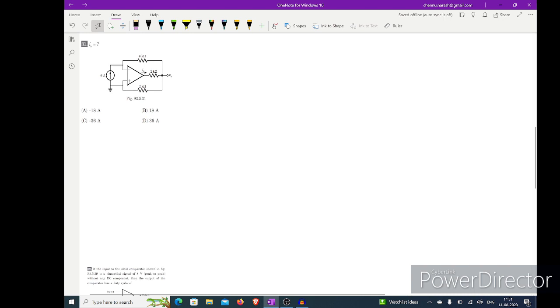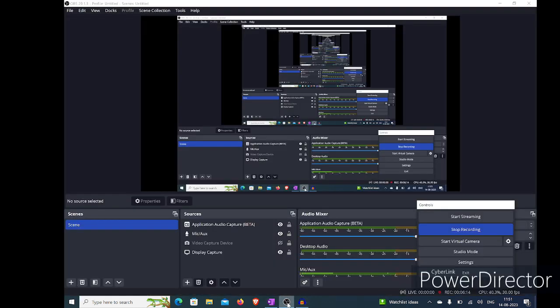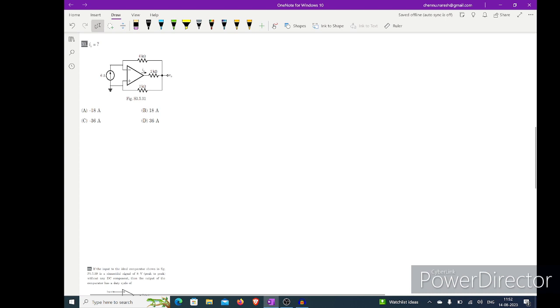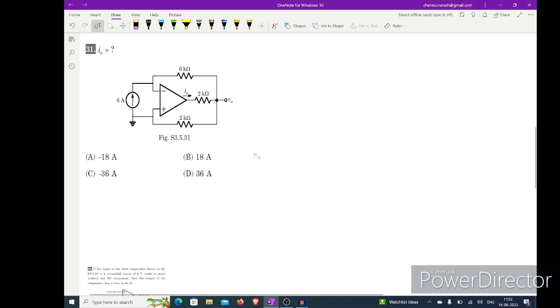This is also one more interesting question. Here they are asking to find the I naught of the circuit. If you see this circuit, here on we solve. So here it is I naught connected to the feedback is a 6 kilo ohm resistor, and one more feedback through the non-inverting terminal and 2 kilo ohm, and this is a 6 amps current source.